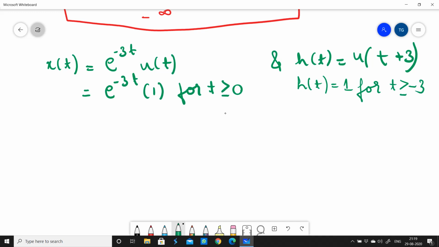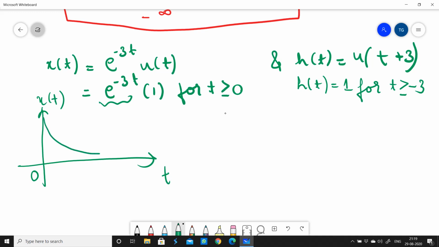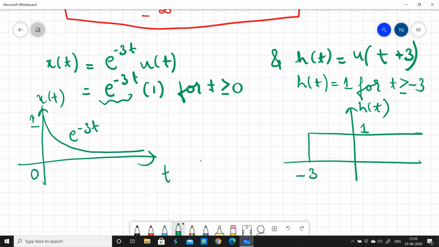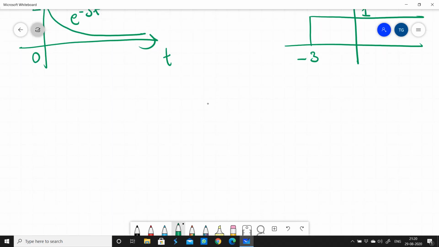Now we will plot the graphs for these two functions. So this is my x of t, and it is known that for t greater than 0 it is having this kind of nature. So it will be like this, starting from 1. And from t equals minus 3 to infinity, it is h of t. It's having an amplitude 1. So this is how we plot the two signals.